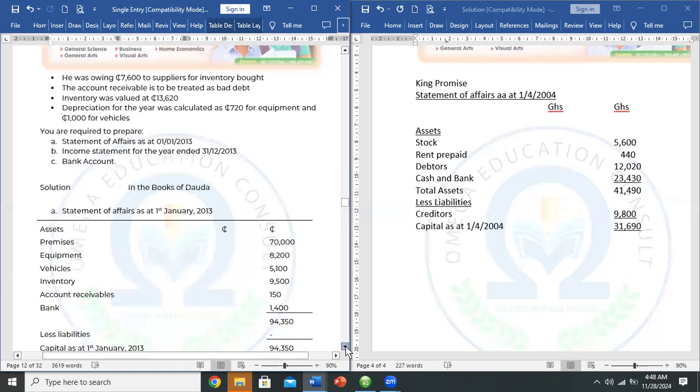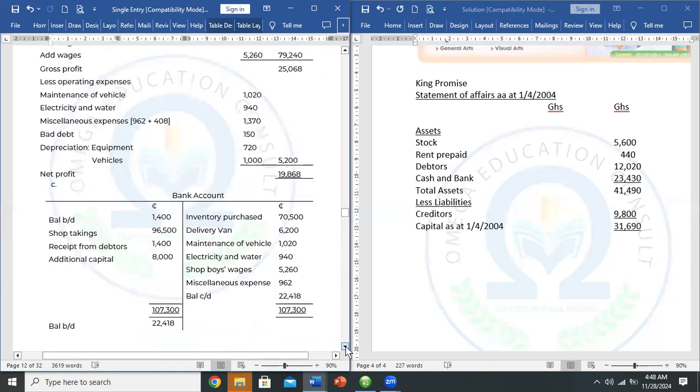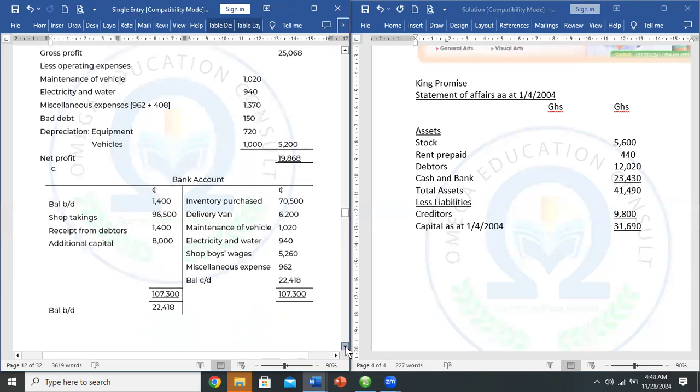So pay attention to the date. That is very, very important. And you can also use the principle of opening date, closing date, so that if something is on the opening date and it's an asset or a liability, you can easily grasp it into your statement of affairs. Question time, professors. Question on statement of affairs.